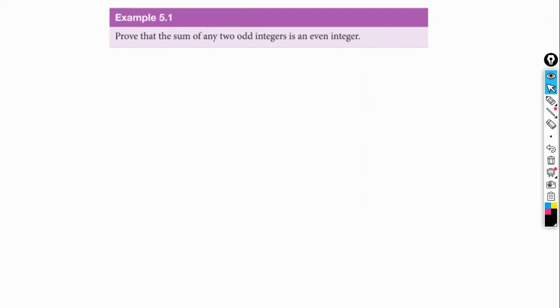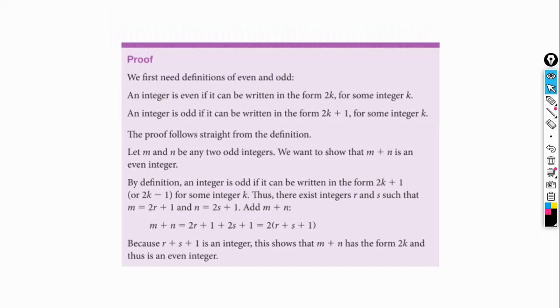So now let's focus on example 5.1, and it says, prove that the sum of any two odd integers is an even integer. So let's take a look at the solution. The first thing you need to do, as you can see here, is define what even and odd is. So it would say an integer is even if it can be written in the form 2k for some integer k. An integer is odd if it can be written in the form 2k plus 1 for some integer k. Then the proof follows straight from the definition. So this is a direct proof.